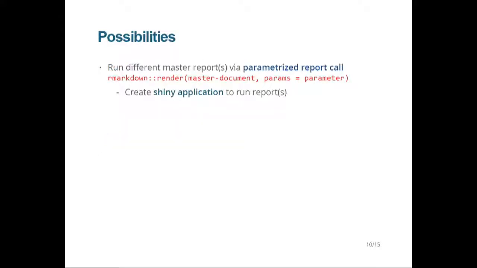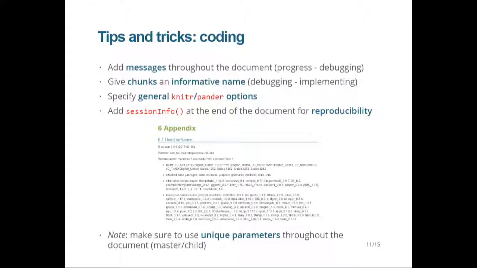So you can run different master reports via parameterized report calls. So you have your render statement, and within a params option, you specify your parameters. This also allows you to create a Shiny application to run reports, which is user-friendly also for users who are not familiar with R and want to run a specific report.